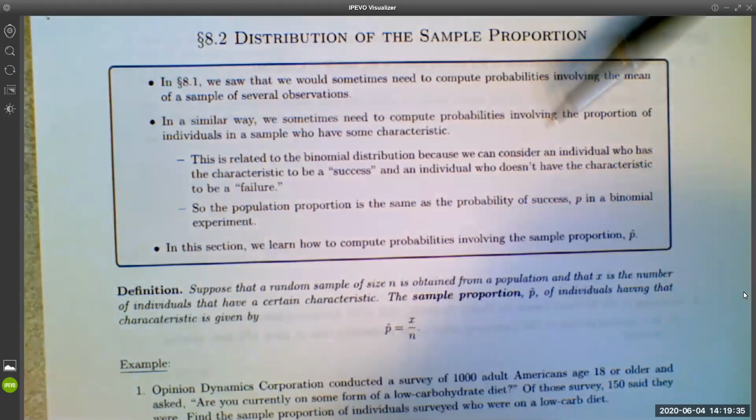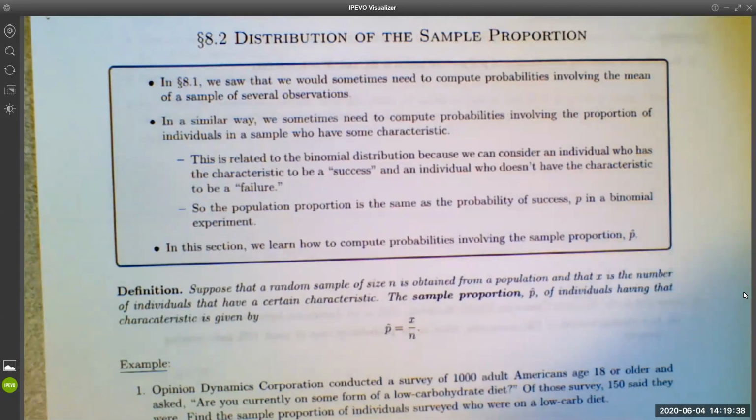Now, what do we mean by proportion? This is a word that I've probably thrown around a couple times this semester, but we haven't ever bothered actually talking about what a proportion is. So what I want to do is relate it back to the binomial distribution, okay?